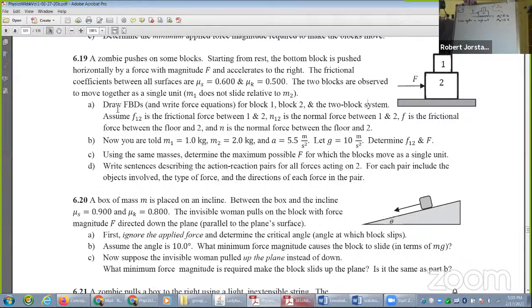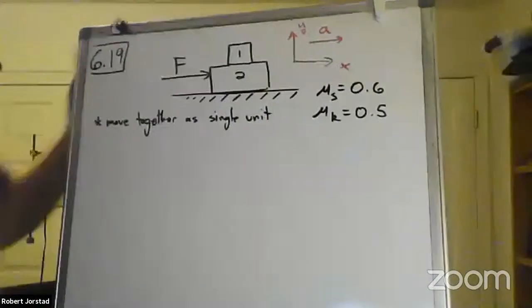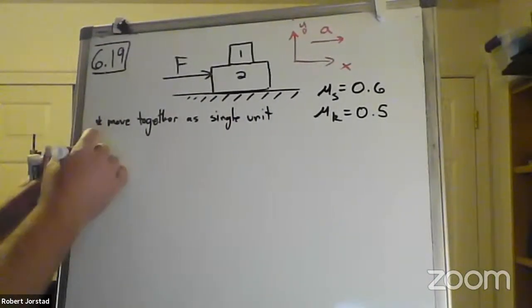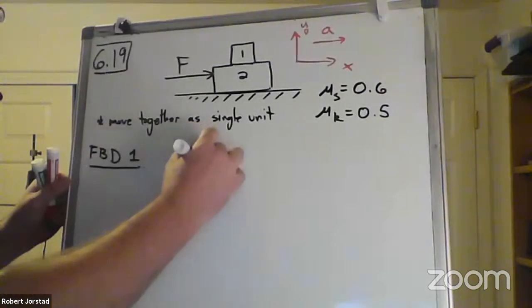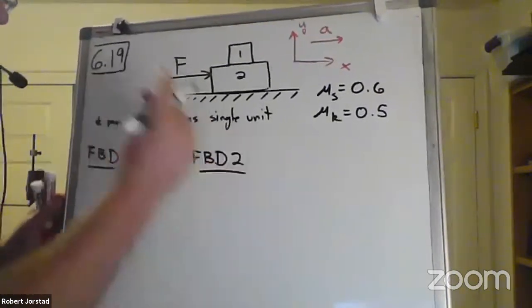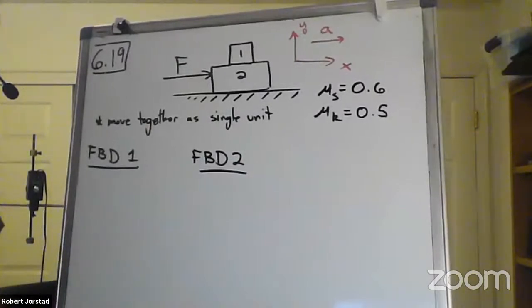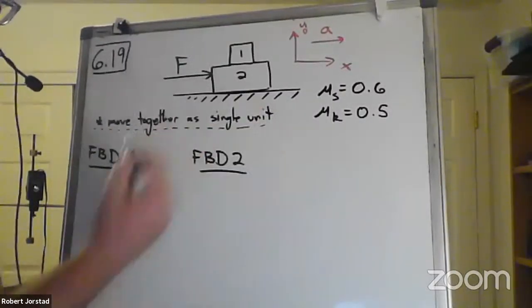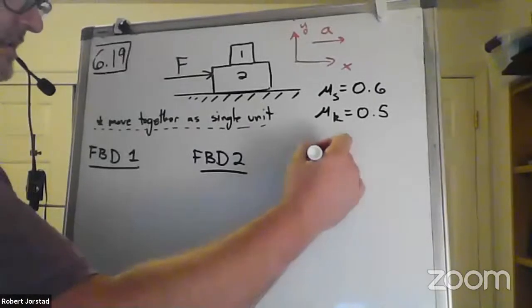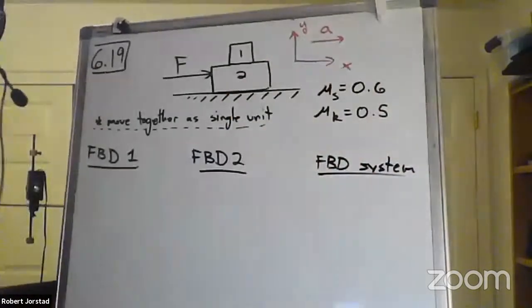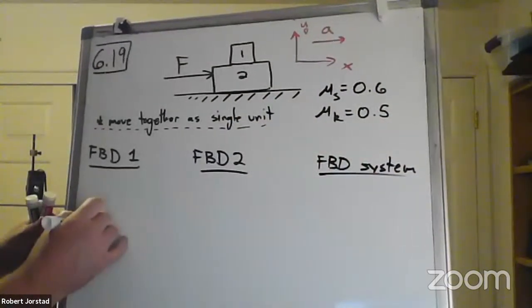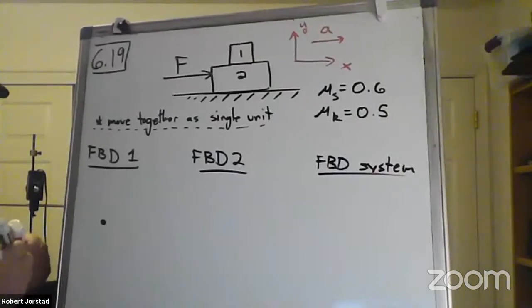So in this case, let's do some FBDs. All right. So in this case, we're working horizontally. Why don't we just say FBD1 here? FBD2. Is it okay to use a system or not in this case? Yes, and it even says to make it. Yeah, because we have this phrase, move together as a single unit. Whenever that's the case, we could do a system. All right. So in this case, let's look right here. Block 1, let's go in order.